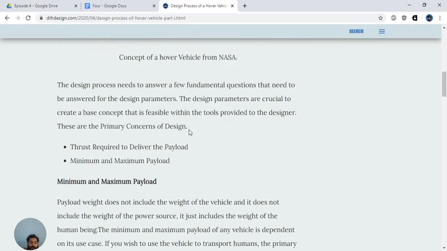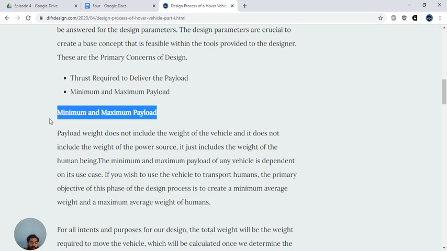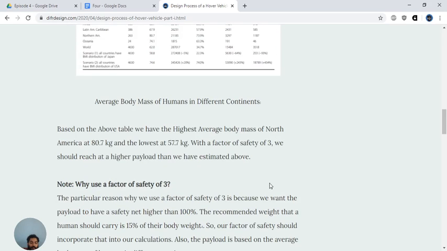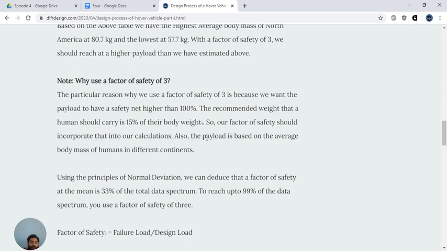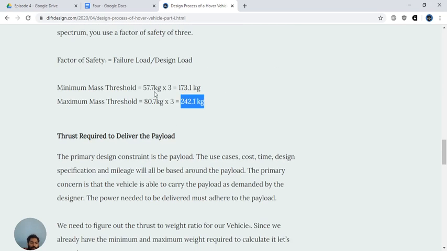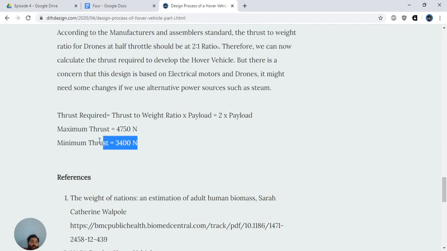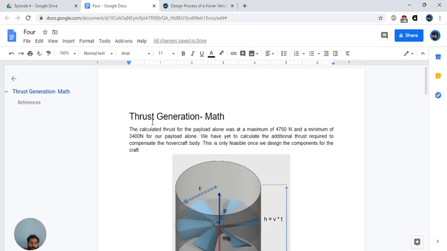So when we left off yesterday, we already calculated the minimum and maximum payload. For that, we used the world population. We calculated the average weight of each human in each continent. From there, we calculated the minimum mass and maximum mass threshold. From there, we calculated the minimum and maximum thrust using North America and Asia's weight. And from there, we know the design parameters for thrust. That's where we're at.